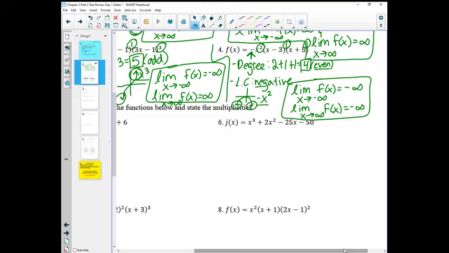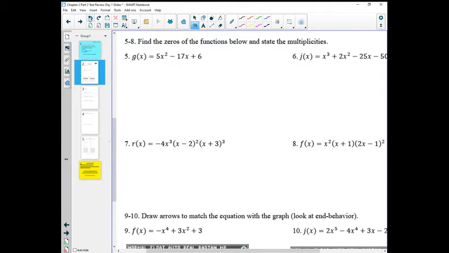So that's a little review for you over how to state the end behaviors and degree of polynomials, if they're in factored form or if they're just polynomial functions. On questions 5 through 8, it says, find the zeros of the functions below and state the multiplicities. This comes from section 2.2a as well, where we learned about finding zeros and stating multiplicities of those zeros. So to find the zeros, I'm going to set the entire equation equal to 0.